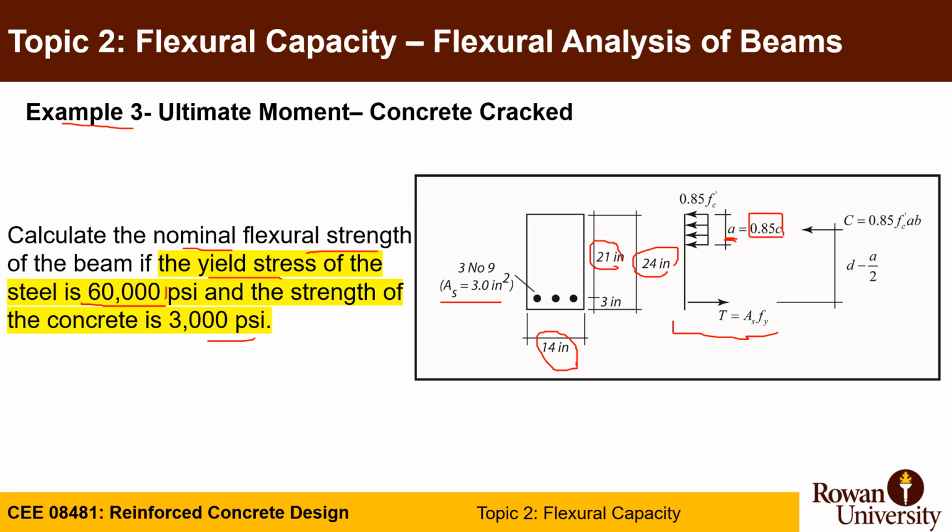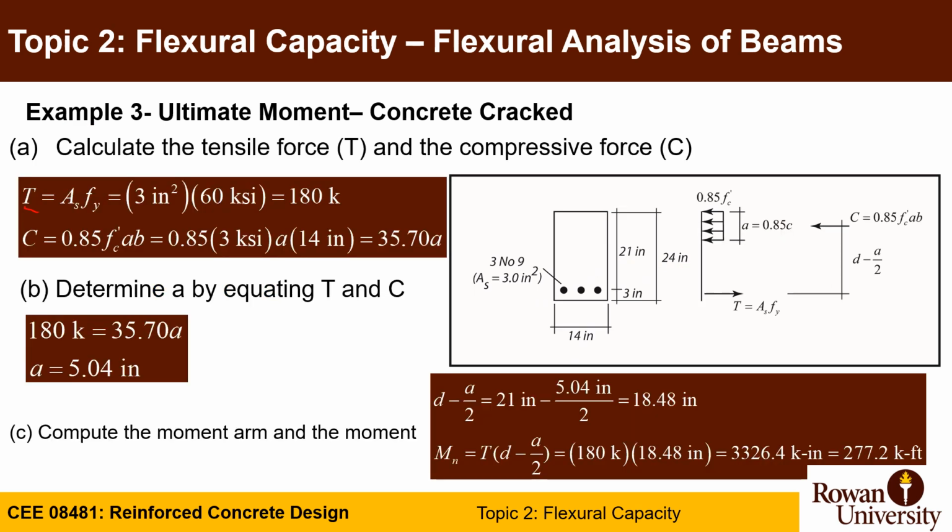So now we can start calculating the tension. Tension equals AS times F yield. F yield is given as 60 KSI. AS is 3 inch square. Now you got 180 kips as tension force. Compression is 0.85 F prime C times area of compression, which is A times B in this case. So it's 0.85 times 3 times 14, and gives you 35.7 A. A is unknown. You have to make T equal C to get equilibrium.